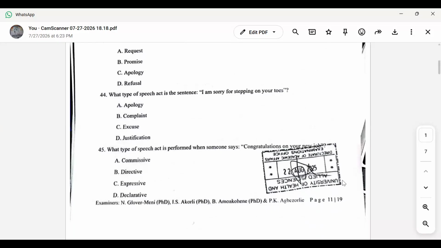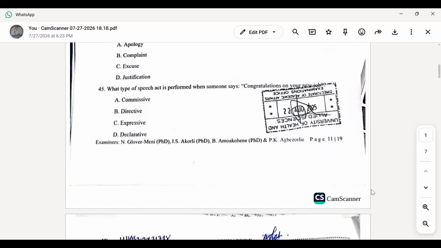Next one, please. Number 44. What type of speech act is the sentence, "I am sorry for stepping on your toes"? Apology. Number 45. What type of speech act is performed when someone says, "Congratulations on your new job"? Expressive.